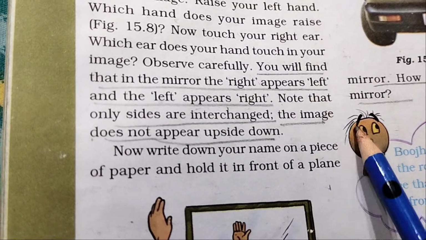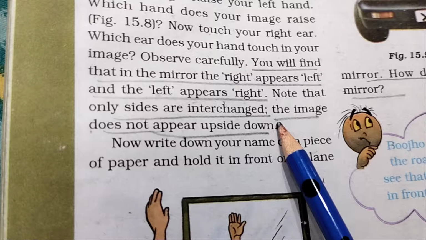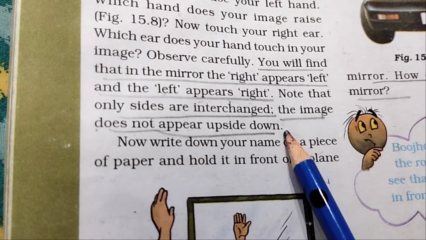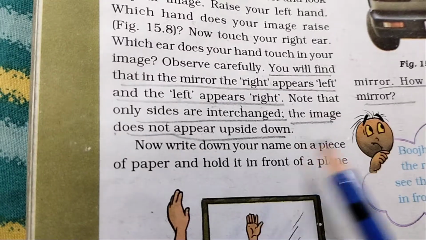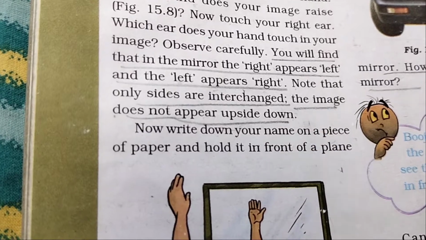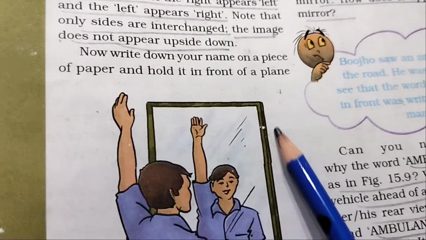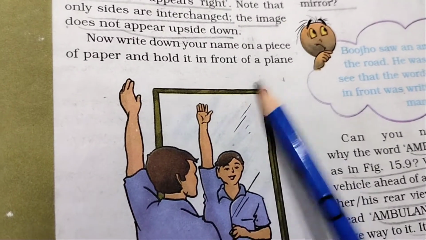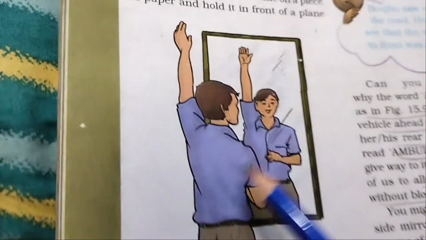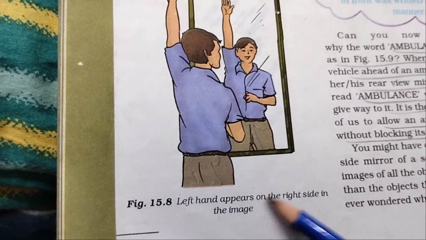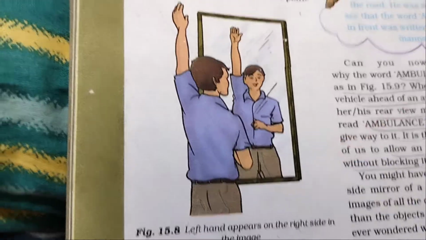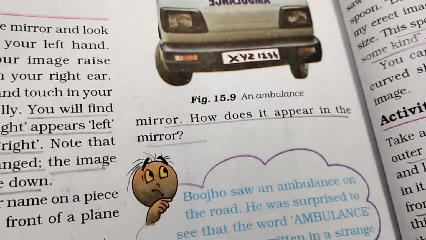You can note that only sides are being interchanged. सिर्फ sides change होंगी, left और right. ऐसा नहीं होगा कि आपकी image upside down हो जाएगी. Now you can write down your name on a piece of paper and hold it in front of the plane mirror. You can actually see this is the image. Left hand appears on the right side of the image. Clear? So you can say how it appears in the mirror.